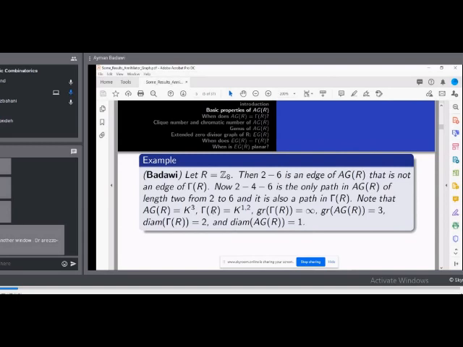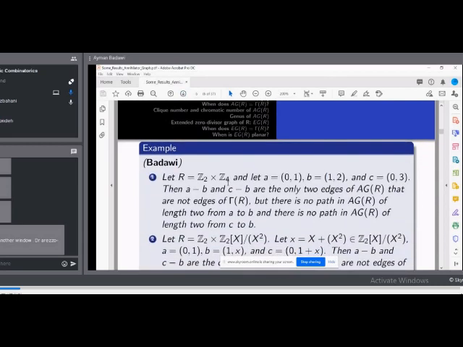And the zero-divisor graph is K12. K3, by the way, means complete graph with 3 vertices. This means complete bipartite graph. And the girth will be infinity. The girth of the annihilator graph is 3. The diameter of the zero-divisor graph is 2. The diameter of the annihilator graph is 1.